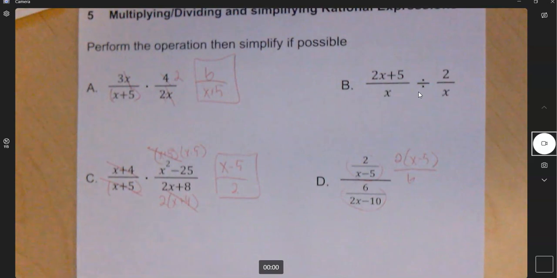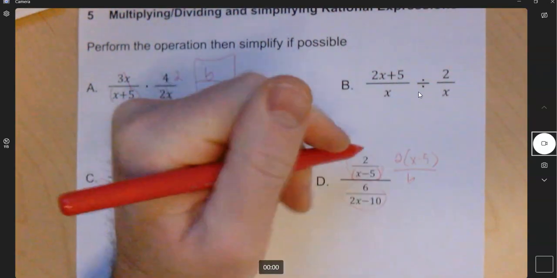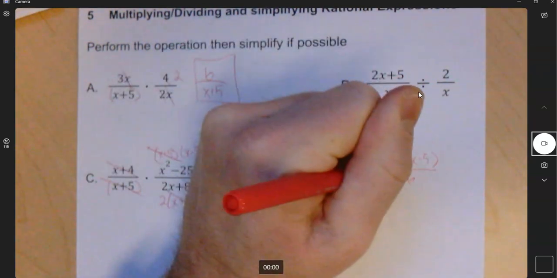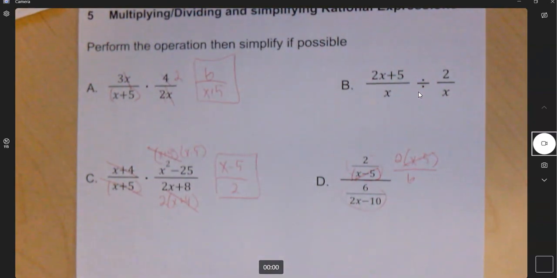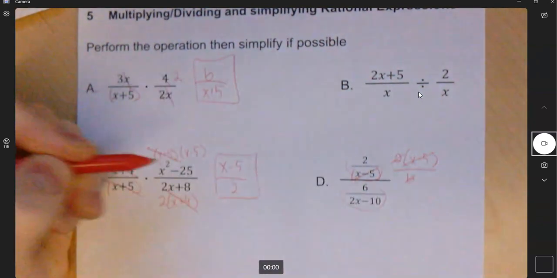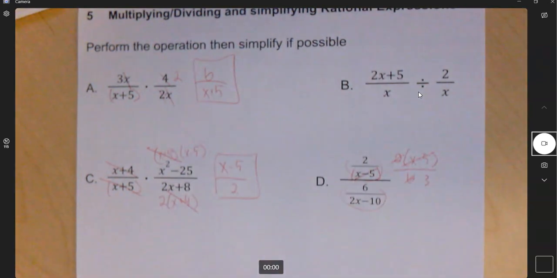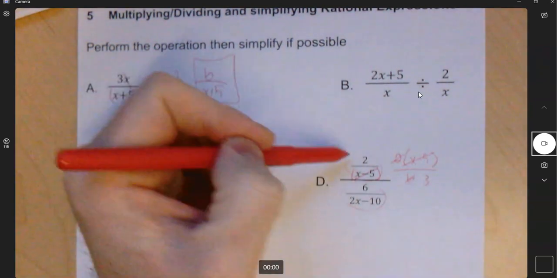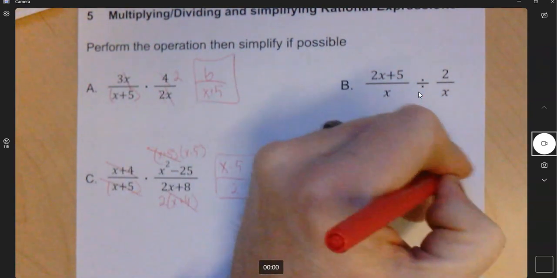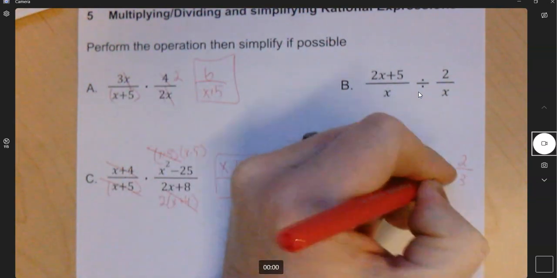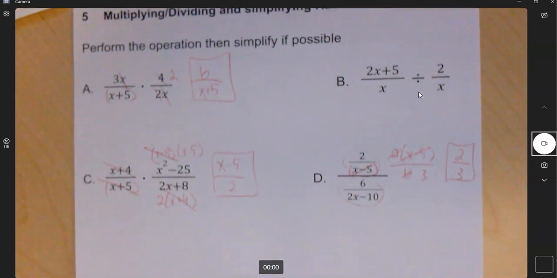Is there anything I can cancel? I have a factor of x minus 5 with a factor of x minus 5. I have a 2 over a 6. That's just 1/3. And now the only thing left on top is a 2. And the only thing left on bottom is a 2/3. Okay. That's kind of the idea.